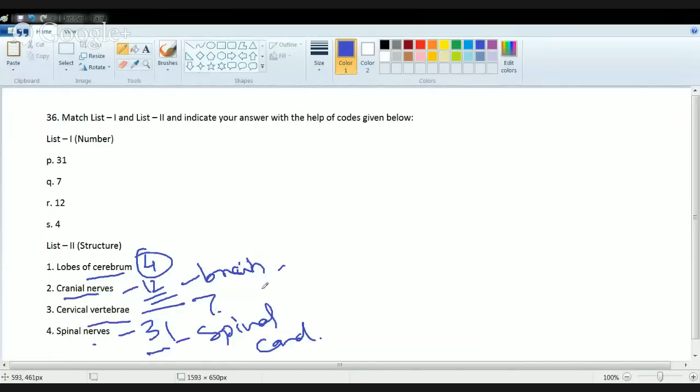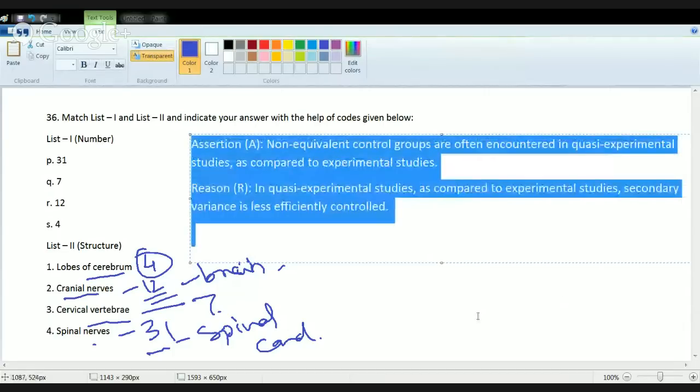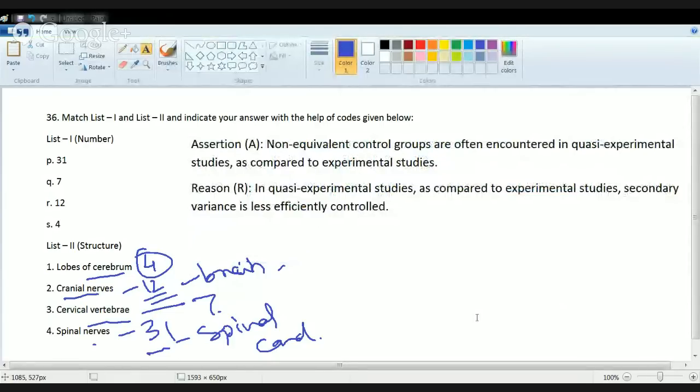Okay. So this is a very direct question. It does not require much effort. The next question here is based on assertion and reason. Now try to understand this. This question is first of all based on quasi-experimental studies. So we must first understand what quasi-experimental studies are.